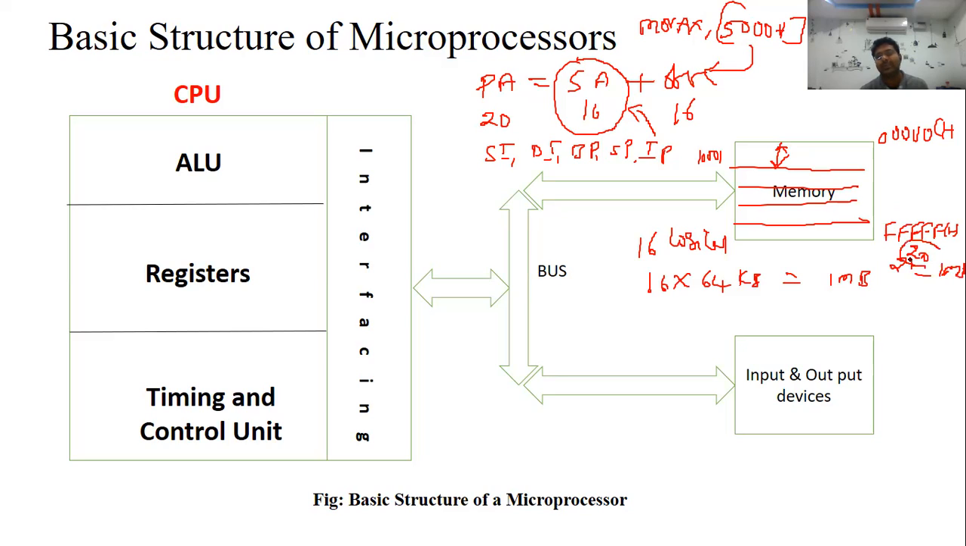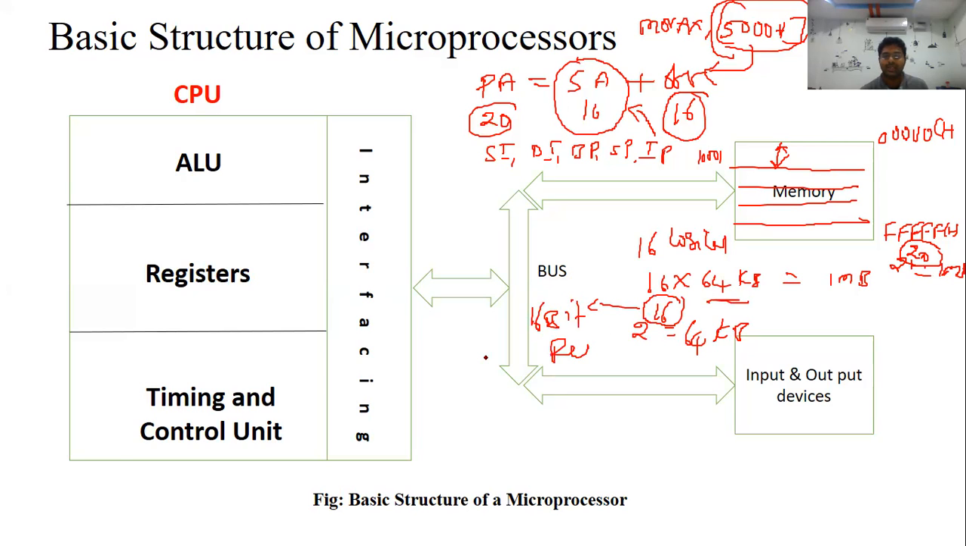Why is it 2 power 20? Because of the physical address locations. Whenever it is represented in the instruction, we are representing the offset address only. So MOV AX, 5000H is the offset, the 16-bit offset address we have. Why is it 64 KB? 2 power 16 is equal to 64 KB, because it is a 16-bit register. We have already discussed this one.